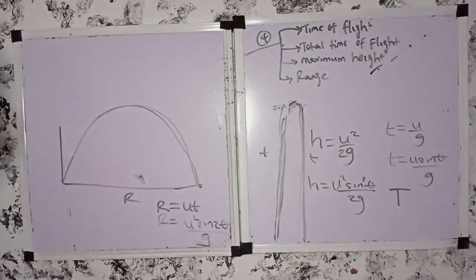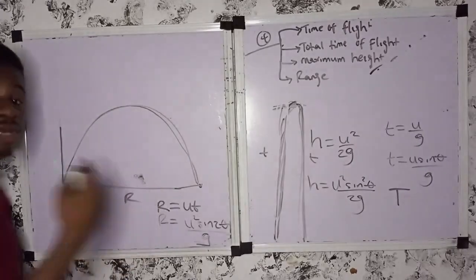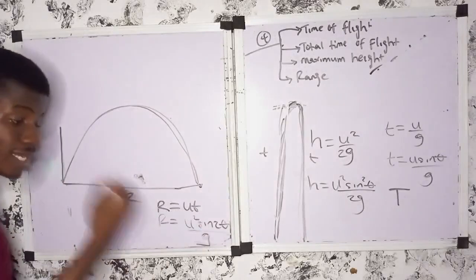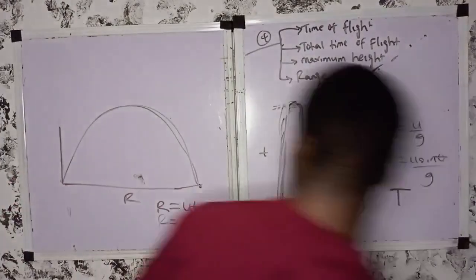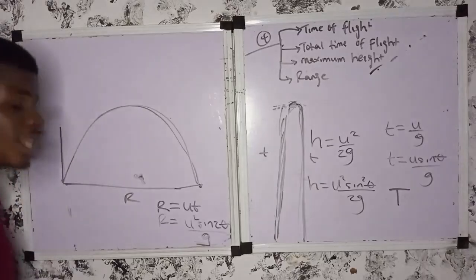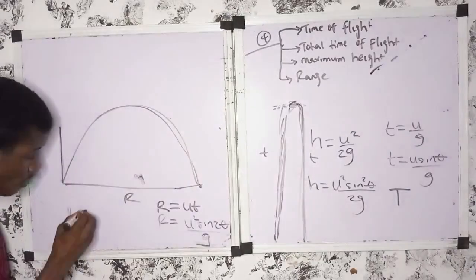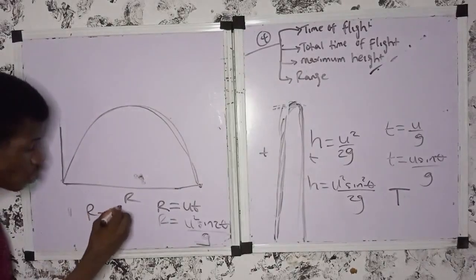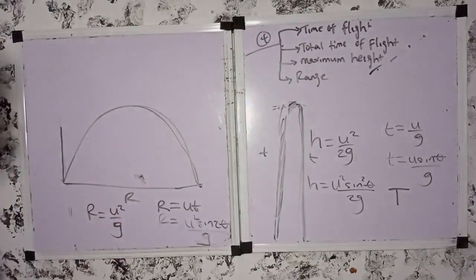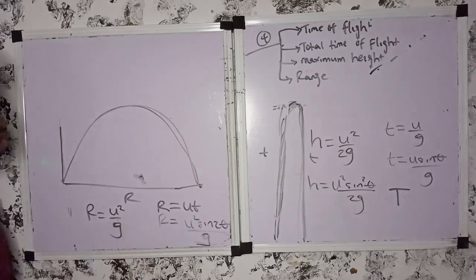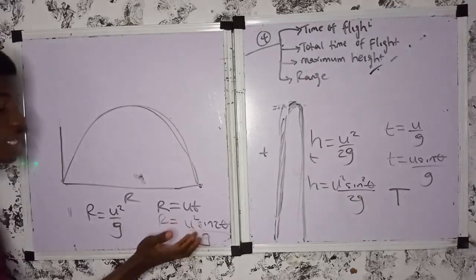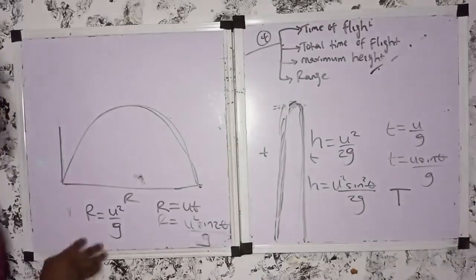So this is the formula for range. Range R equals UT. Range can also be U squared sin 2 theta over G. Now another formula for range is R equals U squared over G. So one formula is R equals UT. Another formula is R equals U squared sin 2 theta over G. This is when it involves an angle, while the other is when it does not involve an angle.